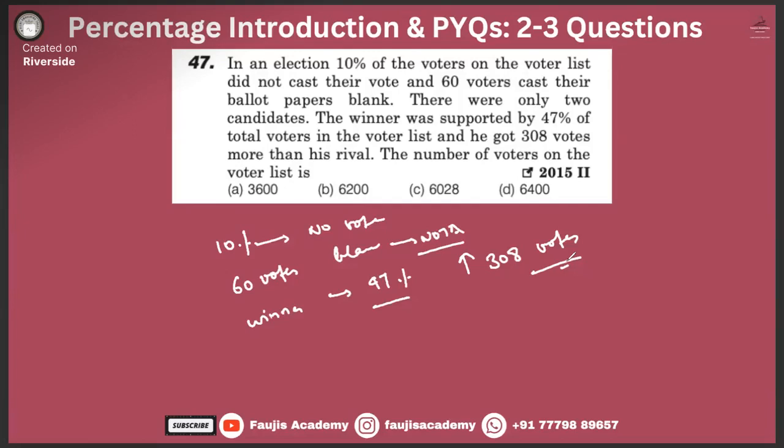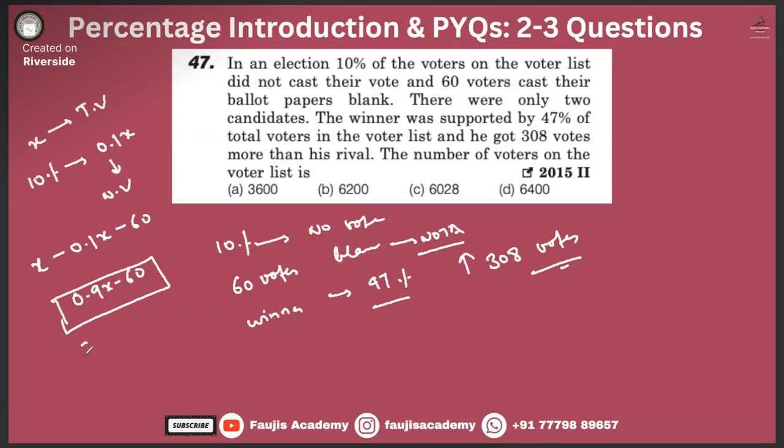Yes, guys, how will you proceed? If you don't know anything, can we assume total votes is equal to X? This is your total votes, and we need to find the value of X. 10% of X is 0.1X, that means no vote. So the actual votes casted were X minus 0.1X minus 60. So that means 0.9X minus 60 votes were only casted, right?